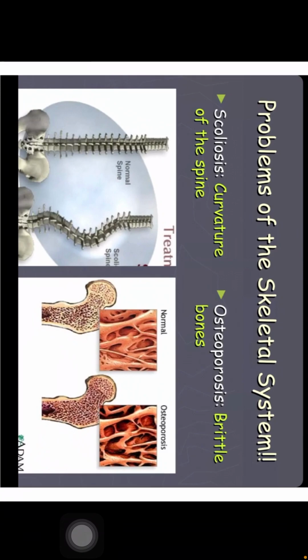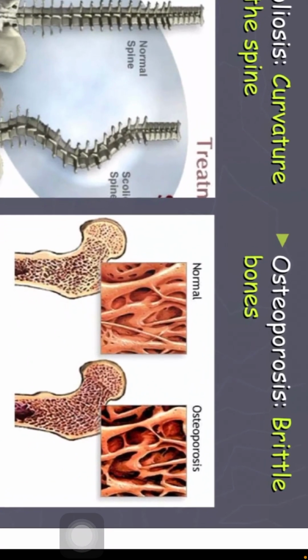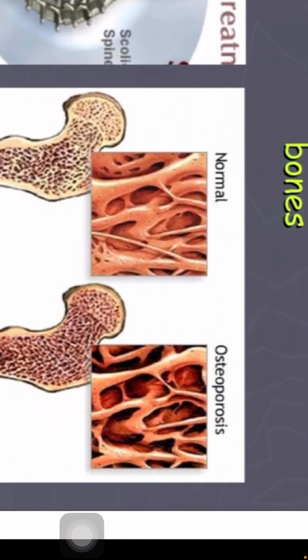Then there are bones that become weak, or osteoporosis, brittle bones. Here is the normal bone, and here is the bone with osteoporosis.